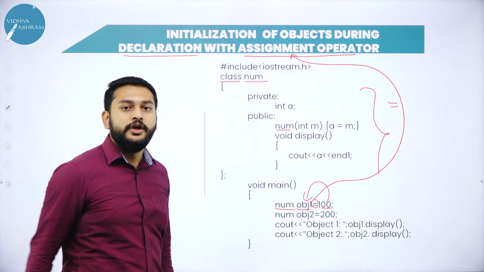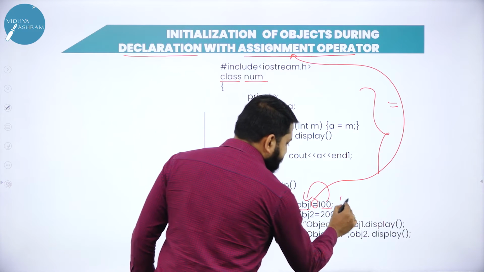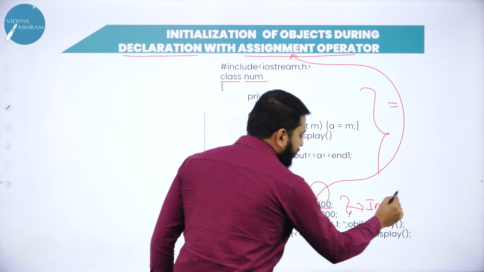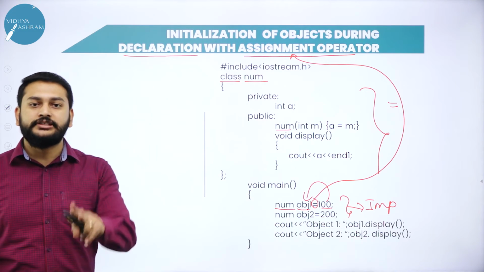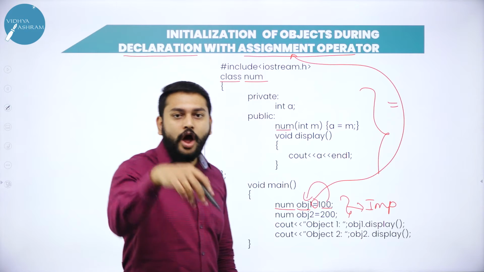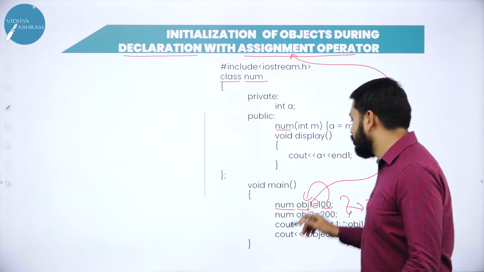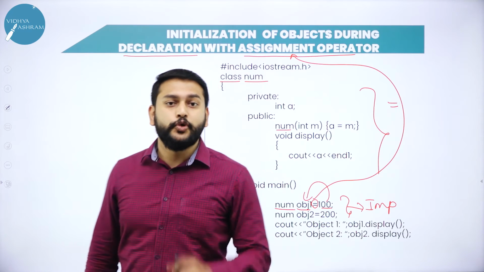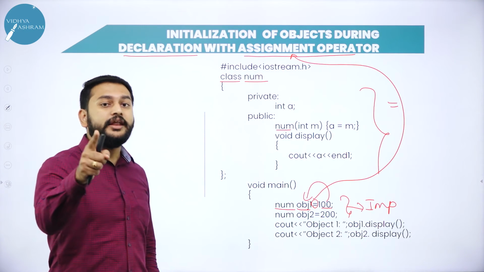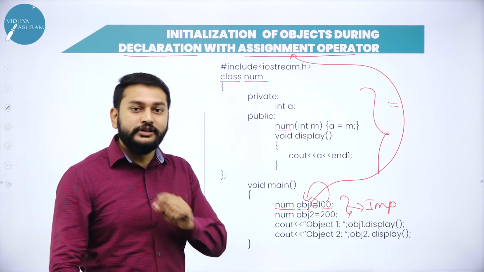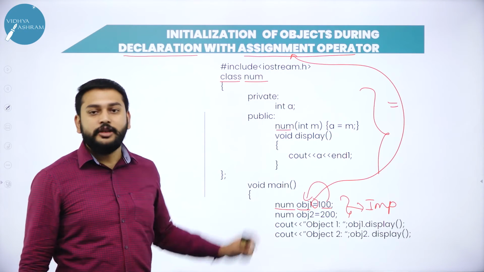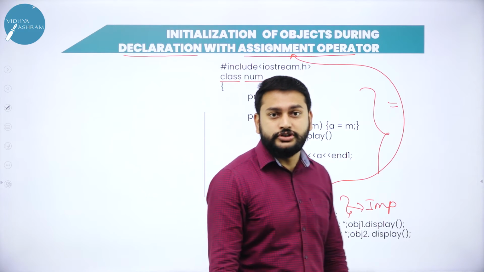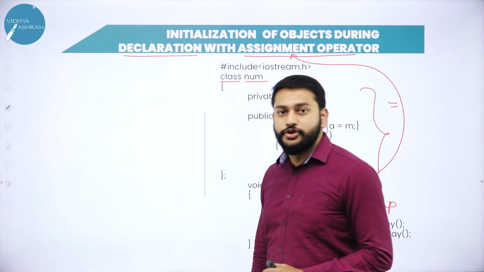That is what you need to remember. In this entire program, these two statements are very, very important. If you make mistakes in these 2 lines, the entire program is wrong. Please understand, these are the important lines in this program. You are initializing the objects during the declaration with the help of the assignment operator, my dear students. After that, I'm trying to print the values of object 1 and object 2.